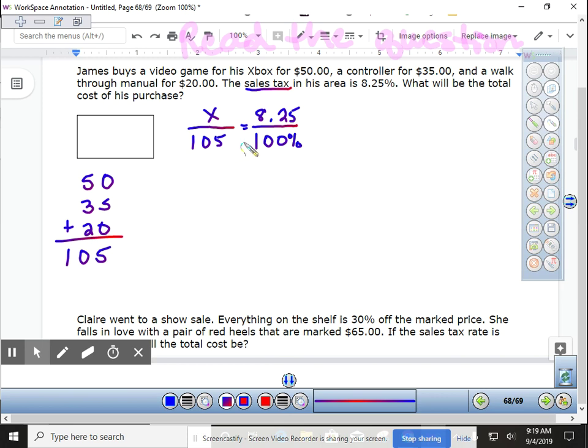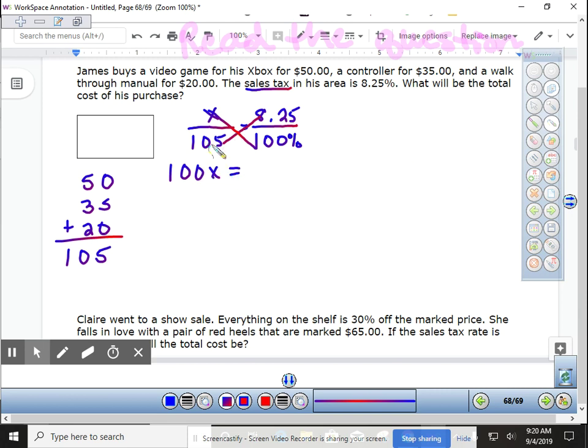Here's a question for you smart people. Is this answer going to be more or less than 8.25? More. How do you know? Because 100 is 8.25. Good. It's going to be more, because 105 is more than 100, therefore X is going to be more than 8.25. How many of you are thrilled about multiplying those two numbers together? Yeah, me either. So I'm going to show you a trick.